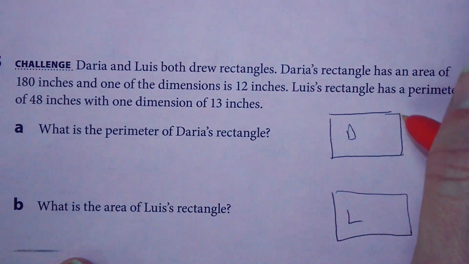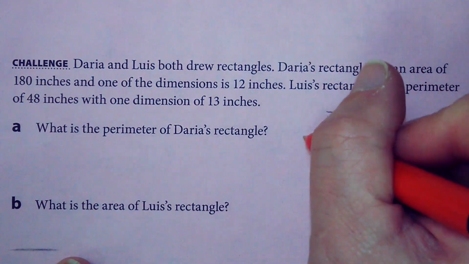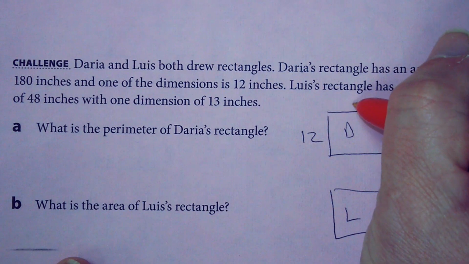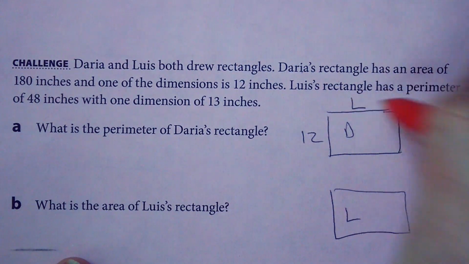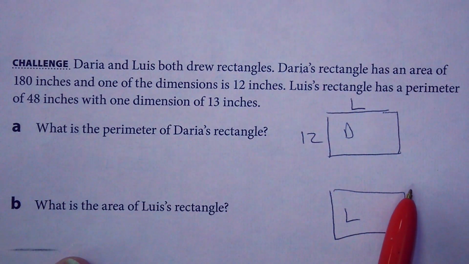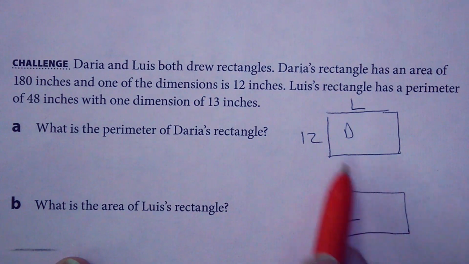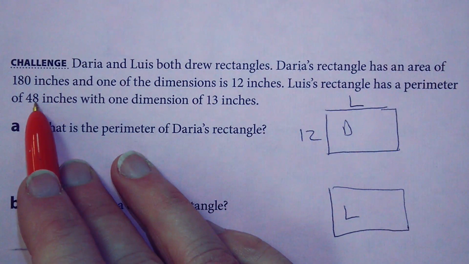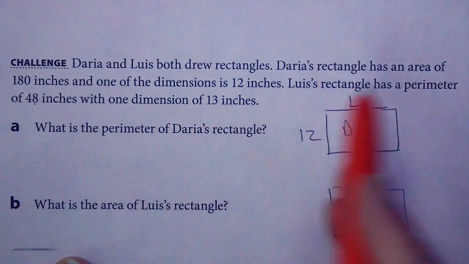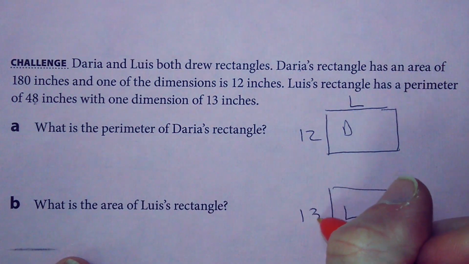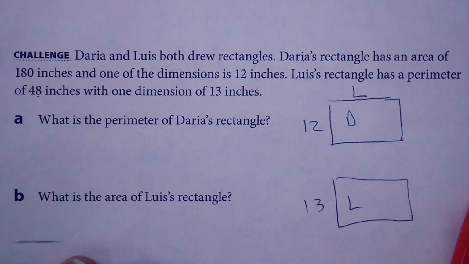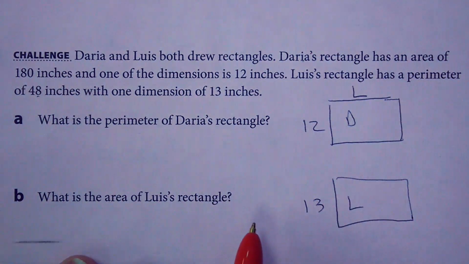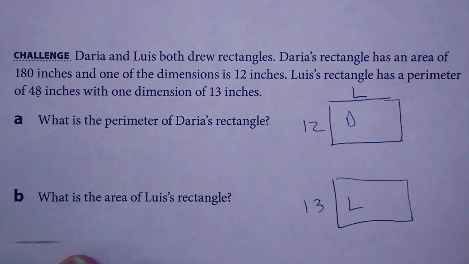Has an area of 180 inches, and one of the dimensions is 12. Okay? And then we've got this, maybe call that the length. Why not? Luis's rectangle has a perimeter of 48 inches with one dimension of 13. Okay, so we're doing perimeter of one, area of the other. Woo, that's going to be fun.